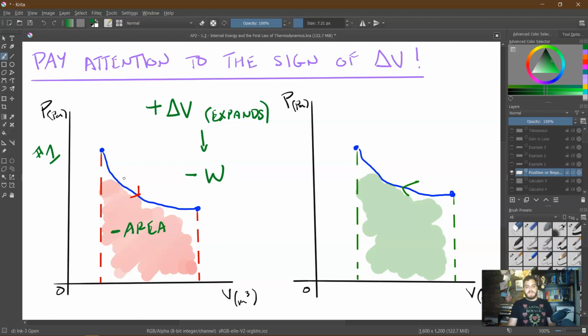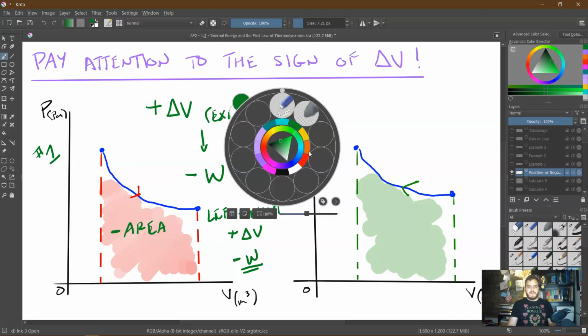If we have a thermodynamic process that goes from left to right, or a better and more conceptual way to think about it, if we have one where delta V is increasing, that is going to equate to a negative work.